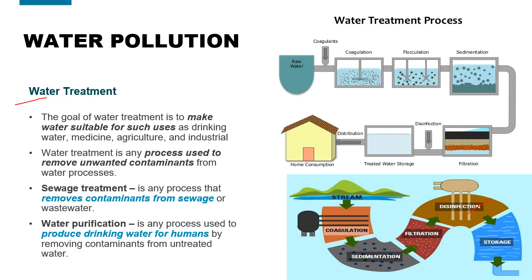And of course, this could be used for industrial, commercial consumption. Okay, so water treatment is any process used to remove unwanted contaminants from water. We have here the sewage treatment. It is any process that removes contaminants from the sewage or wastewater. And we also have here water purification. Any process used to produce drinking water for humans by removing contaminants from untreated water. So, magkaiba po ang sewage treatment at water purification for the information of everybody.